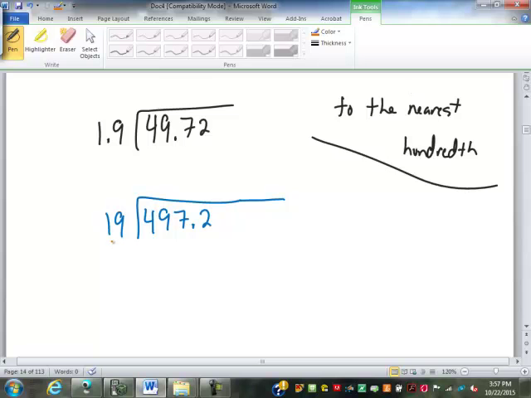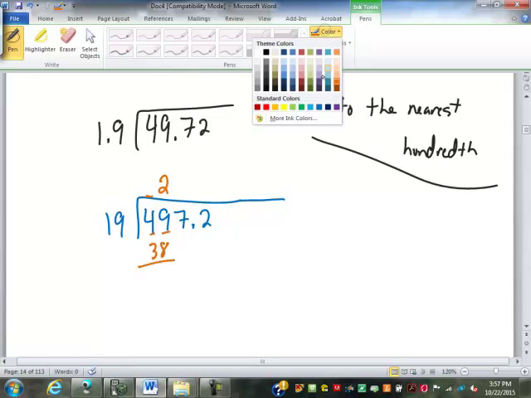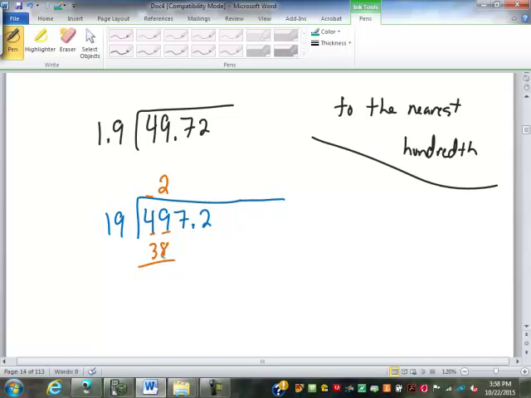Okay, so where are we starting? 19 into 497.2. First of all, 19 does not go into 4, so we have to leave it blank above the 4. So then 19 into 49 goes 2 times. And then 2 times 19 is 38. Then what? Subtract it to get 11. Bring your 7 down.